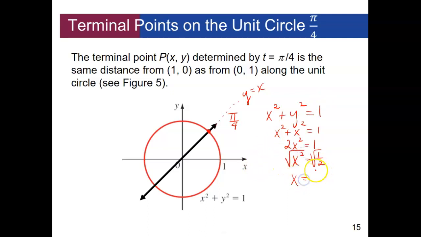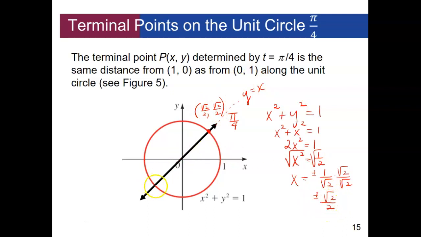So x is going to be plus or minus the square root of 1 is 1, and the square root of 2. When we rationalize this, we'll multiply both the top and the bottom by the square root of 2. So I get plus or minus the square root of 2 over 2. So that tells me my x and my y are equal to each other. So the coordinates for this point here are actually the square root of 2 over 2 and the square root of 2 over 2. Since x and y are equal, then we get the same value there, and the value is that square root of 2 over 2.